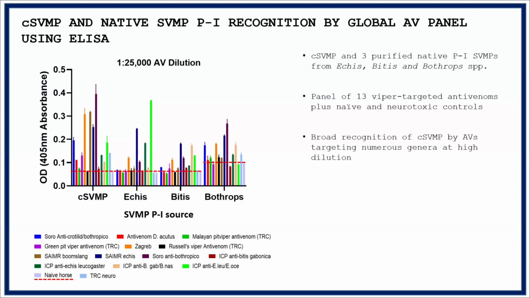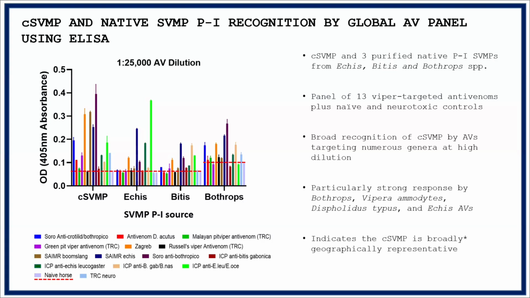As you can see, there was quite a broad recognition of the consensus by the antivenoms, and this was recognised to quite a high dilution. Often the consensus was better recognised than the native toxins, except for perhaps the genus-specific antivenoms. And there were particularly strong responses by antivenoms for Bothrops, the horned viper, for boomslang, and for Echis.